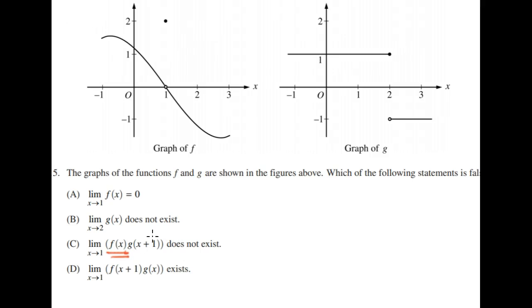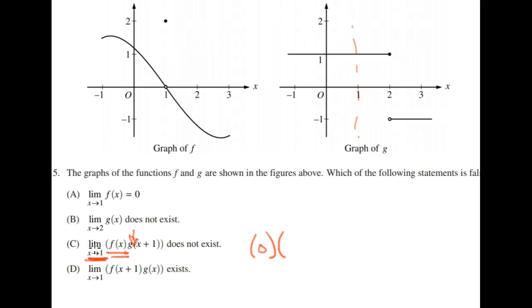f is never at issue. As x is approaching 1, f is definitely approaching 0. So the first part of that product is going to be 0. Now the question is, as x is approaching 1, what's going on with g? As x is approaching 1, g is continuous, okay?